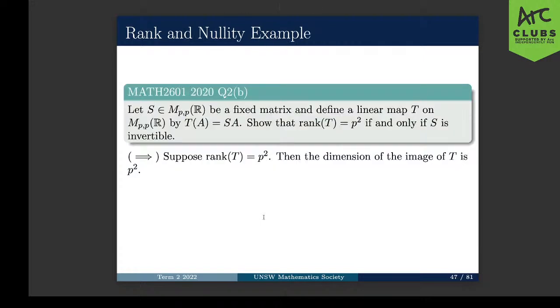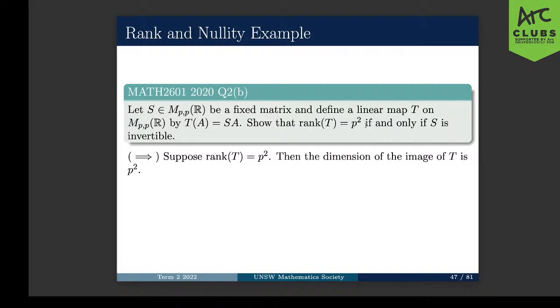All right, so let's try this proof here. It's from the 2601 paper, so the proofs are in the paper. Let's say S is a fixed P by P real matrix, and let's define a linear map T on this space of P by P matrices by T of A is just multiplying S by A. Show that the rank of T is P squared if and only if S is invertible. Okay, well, how do we do this?